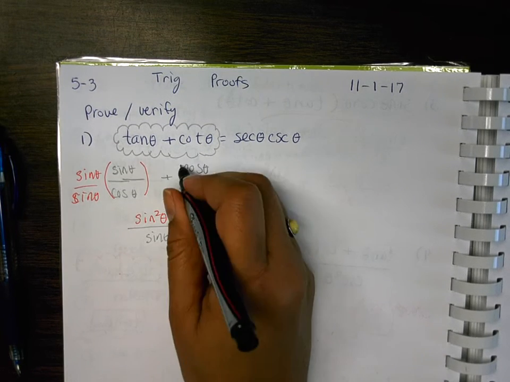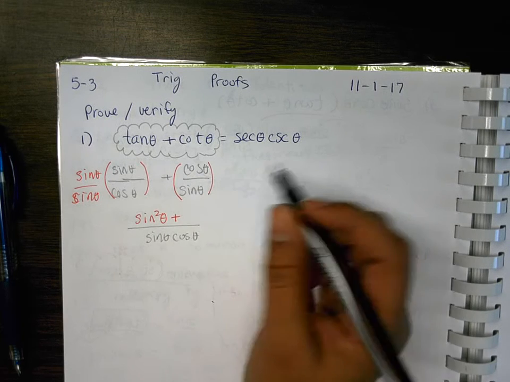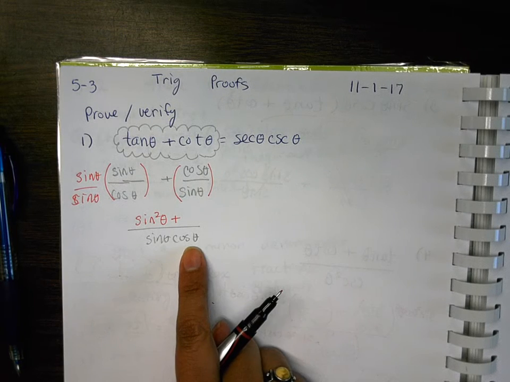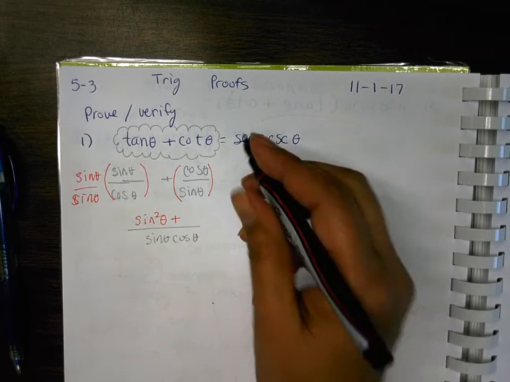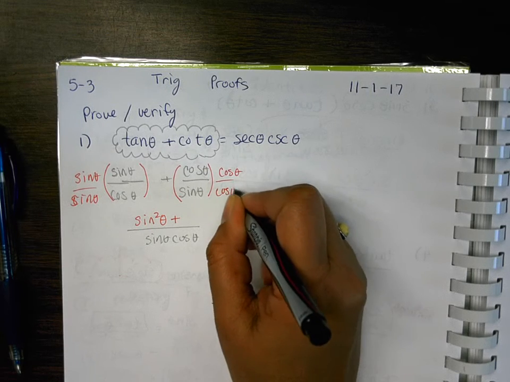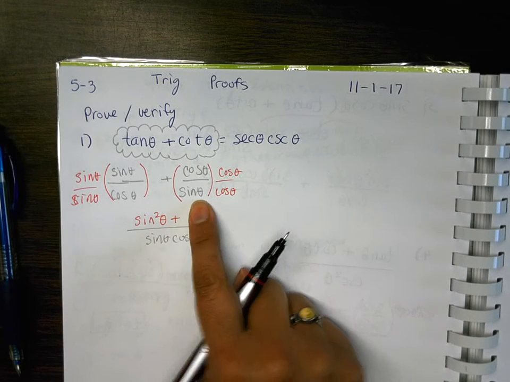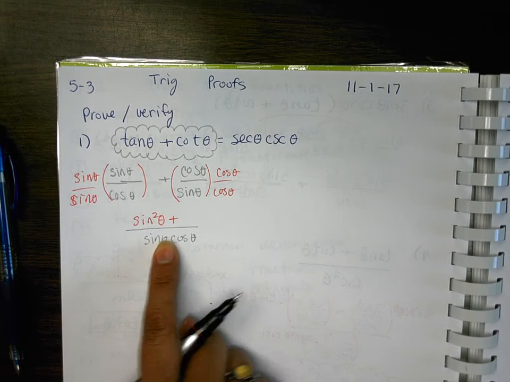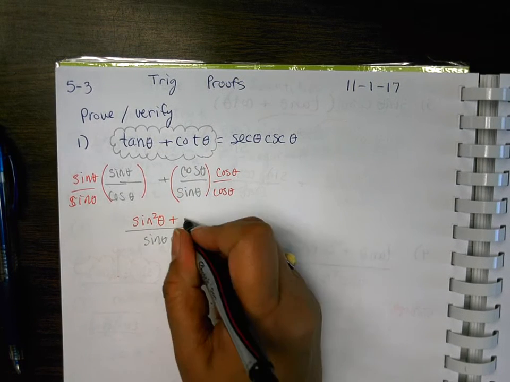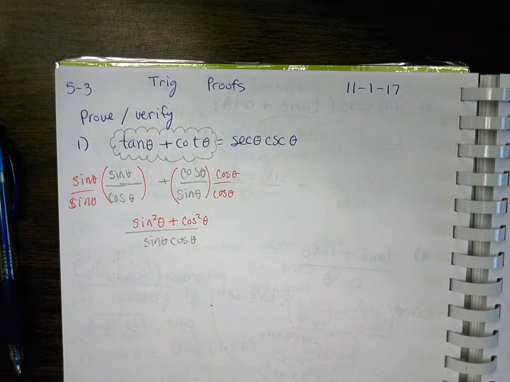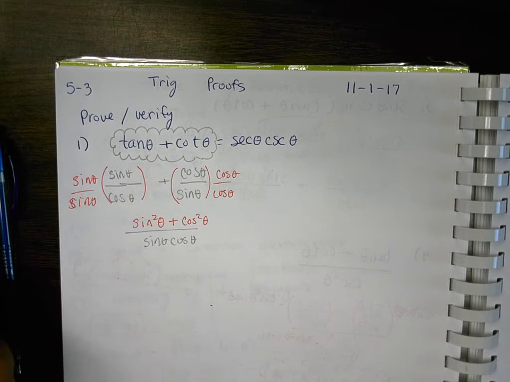Plus, all right, second fraction. Elisha, can you tell me what to multiply top and bottom by to get this to look like this? Good job. Cosine theta. Does everybody see that cosine sine or sine cosine is this here? Do you guys see that? All right, and cosine times cosine is cosine squared theta.